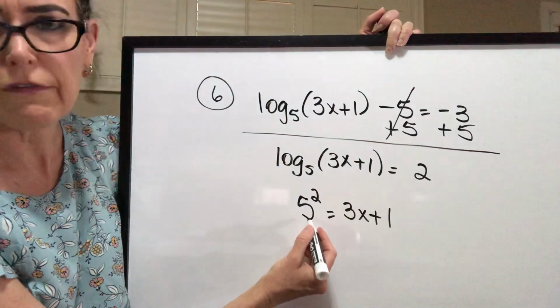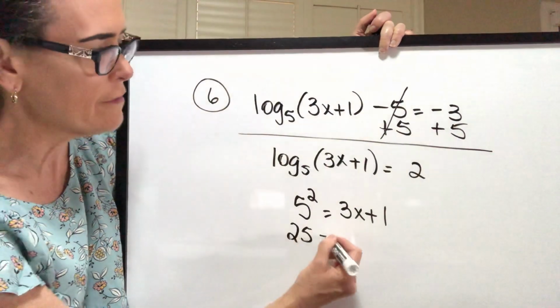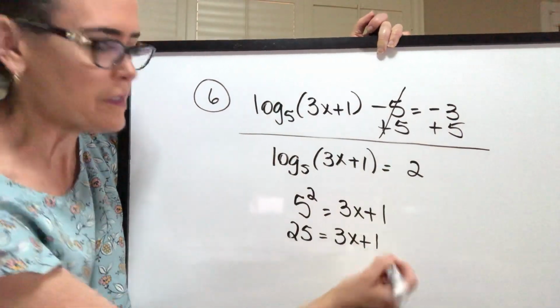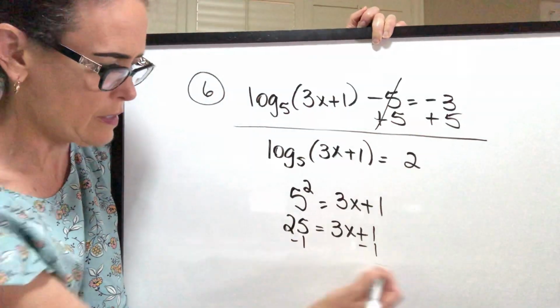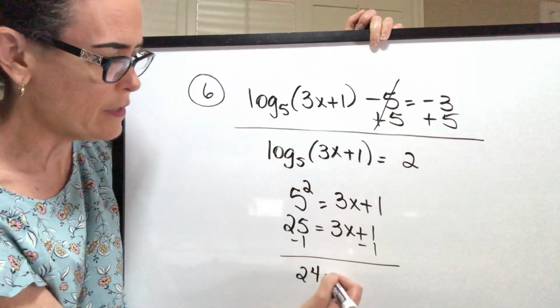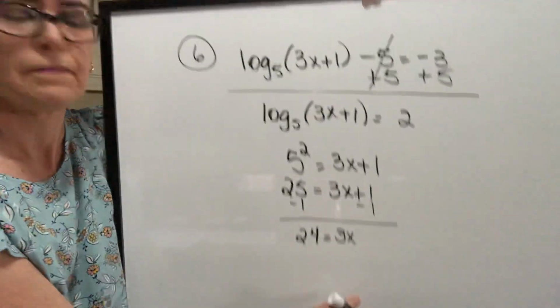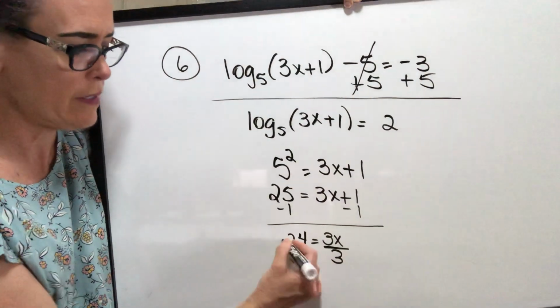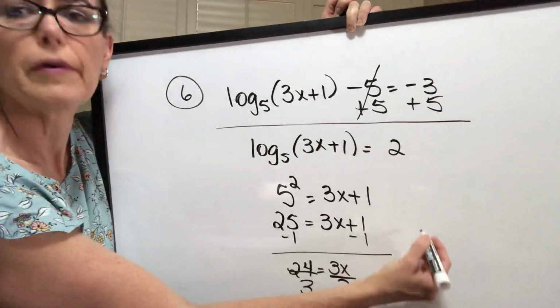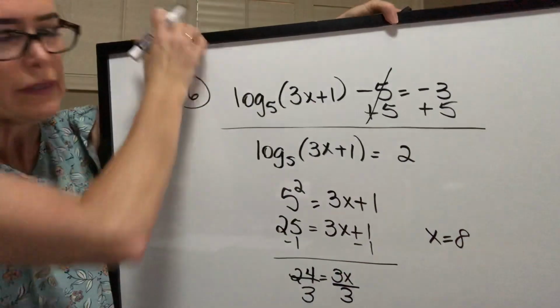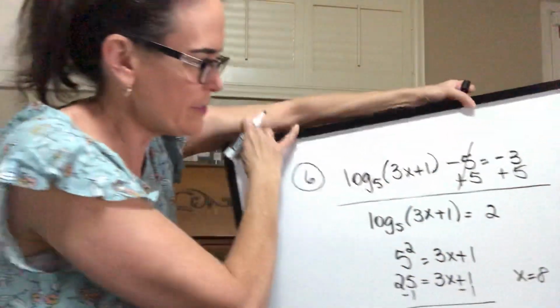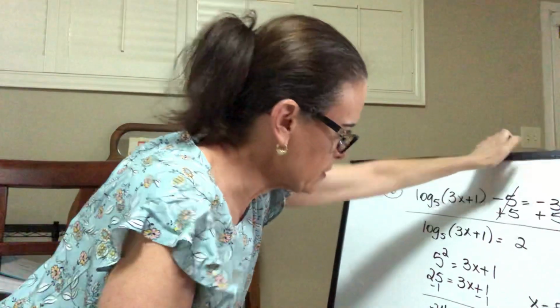So you would figure out 5 squared, of course that's 25. And then this is just a little linear equation to solve, so very easy. Subtract 1, so it'd be 24 equals 3x. Divide by 3, so 24 divided by 3 will be 8. Now you would still want to check these, so I'll show you how that is done. Let's see if 8 is correct.